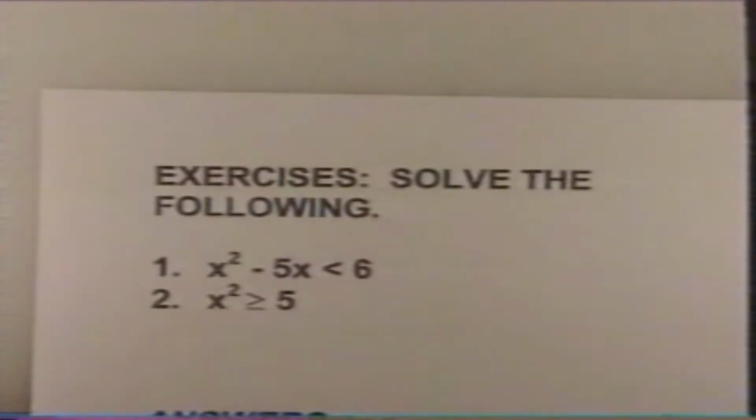Now I'm ready to give you some exercises. You need to copy down the problems. The first problem is x squared, subtract 5x is less than 6. The second problem is x squared is greater than or equal to 5. Once you get both problems copied down, stop the tape and work the problems. When you have finished working the problems, you need to restart the tape to check your answers.